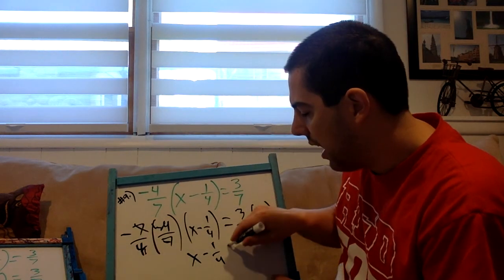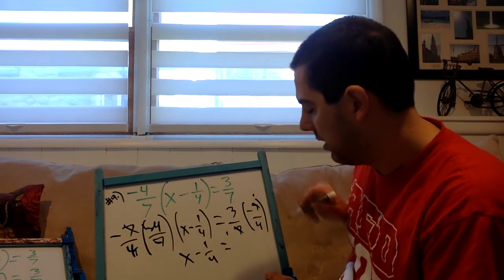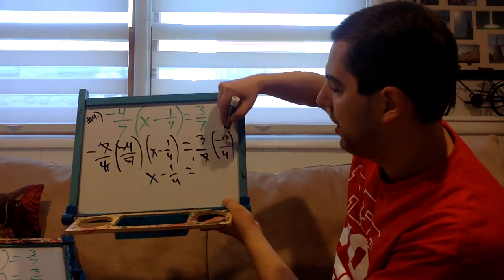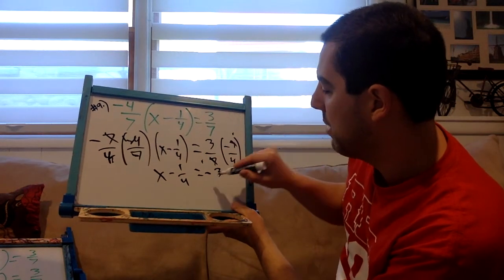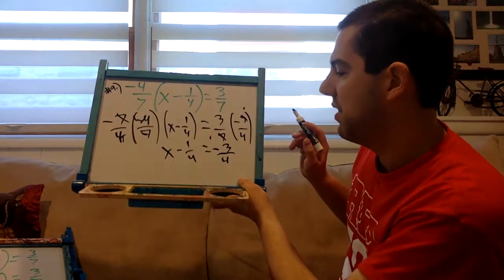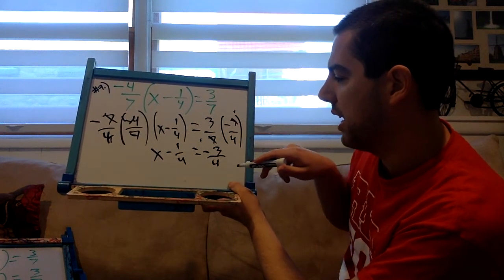On the right side, I can cross simplify also. The sevens become ones. And now I have 3 times -1 is -3. And 1 times 4 is 4. So I have -3/4. So I have x minus 1/4 equals -3/4.